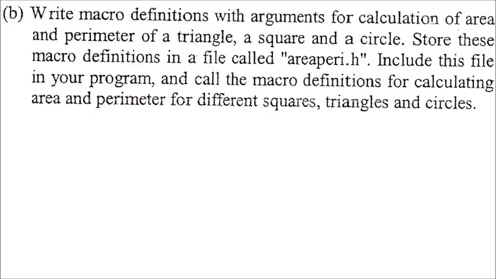Write macro definition with argument for calculation of area and perimeter of a triangle, square and circle. Store this macro definition in a file called area_peri.h. Include this file in your program and call the macro definition for calculating area and perimeter for different squares, triangles and circles. So let me give you an idea how to find out the area and perimeter, and we'll put it in the .h file. I'll give you an idea of the circle. You'll be able to extrapolate, or do it yourself, for squares and triangles.